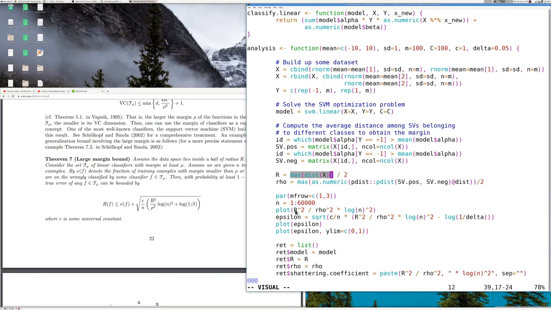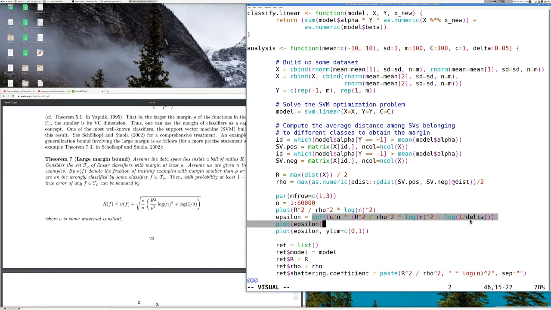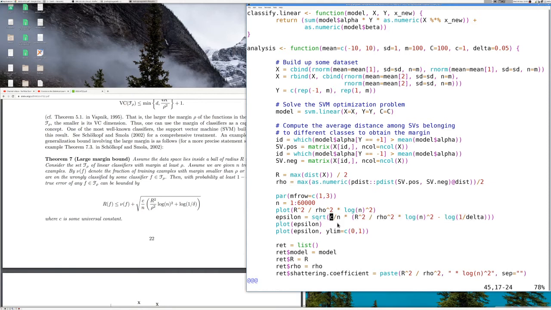So I plotted our shattering coefficient function. This is the shattering coefficient function, r squared divided by rho squared multiplied by log of n to the second order. My n is going to vary from 1 to 60,000, okay? So here, I'm going to plot this in a first chart. In a second, I will plot epsilon. Epsilon is basically all this, the square root and everything, which is shown here. I just decided to make c equal to 1.